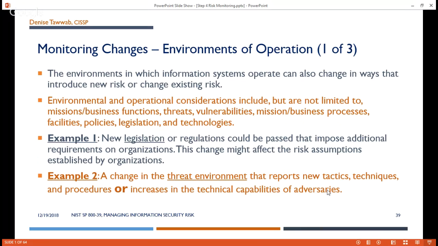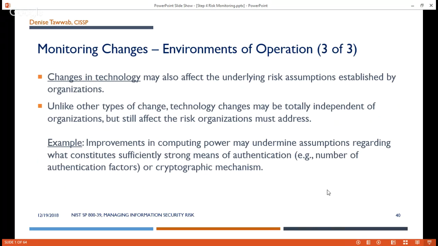Example two, a change in the threat environment that reports new tactics, techniques, and procedures, or increases in the technical capabilities of your adversaries. Changes in technology can also affect the underlying risk assumptions established by the organization. And unlike other types of change, technology changes may be completely independent of the organization, but still affect the risk that the organizations must address. Example, improvements in computing power may undermine what constitutes sufficiently strong means of authentication, for example, the number of authentication factors or cryptographic mechanisms.